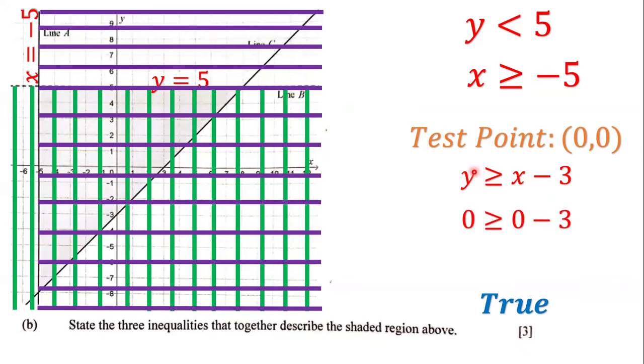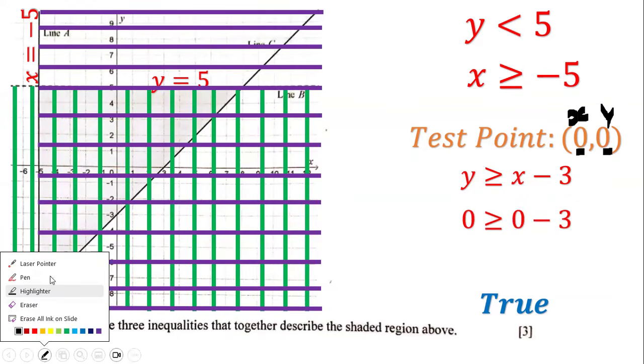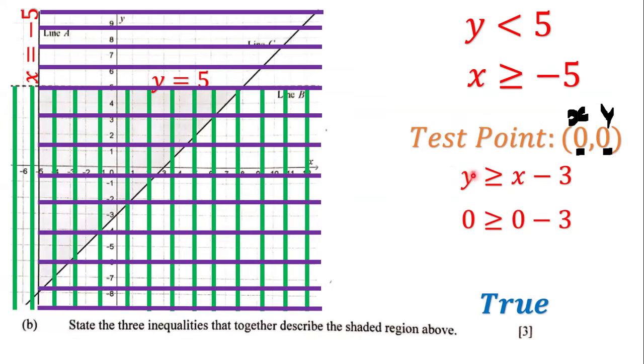And so when we substitute, and by the way, the test point is the point 0, 0. So this first 0 is x, and the second 0 is y. And so that means that x is 0 and y is 0. And so we substitute y is 0 and x is 0. And so we get that 0 is greater than or equal to 0 minus 3. And 0 is greater than or equal to negative 3. That's what we end up having.